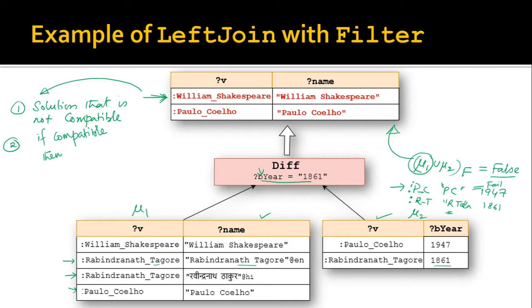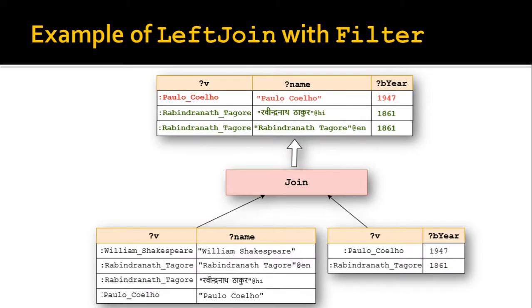So by this condition, this Paulo Coelho entry will be there as the outcome of D. So that is how we define the D operator, right? Now if you take the join of these two tables, we can do the join very easily. So we know what are the common elements, like Paulo Coelho is common. We have 1947, Rabindranath Tagore is common, Rabindranath Tagore and Rabindranath Thakur is common. So these are the output of the join as we have defined earlier.